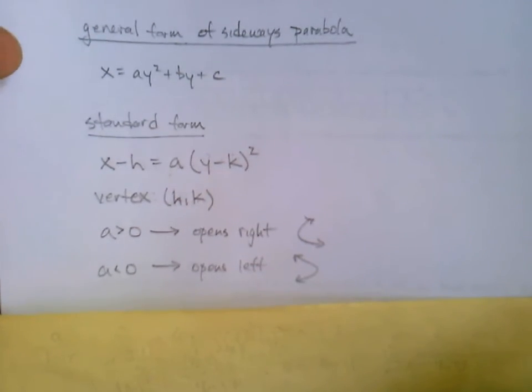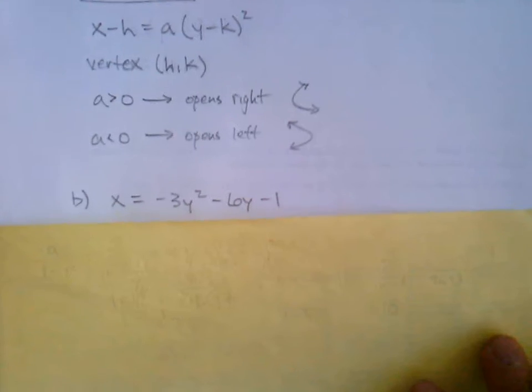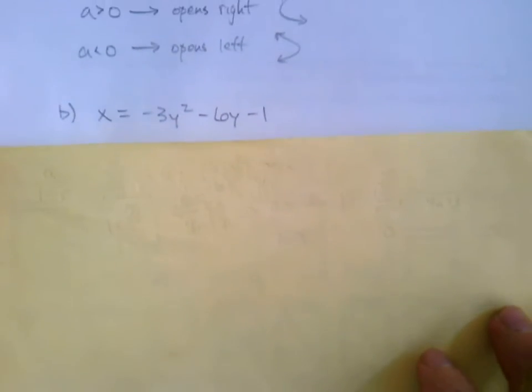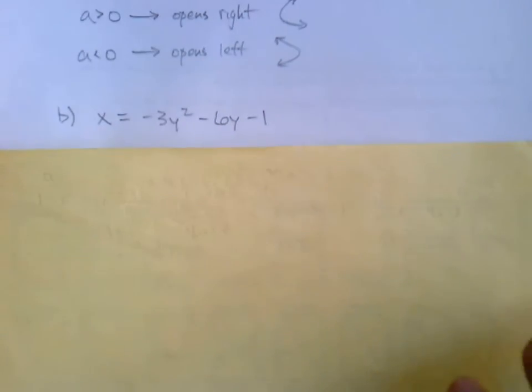Okay, let's get to an example. Here's part B. Same instructions as earlier. We're going to put this in the standard form and then graph. So we're given the general form x equals negative 3y squared minus 6y minus 1.